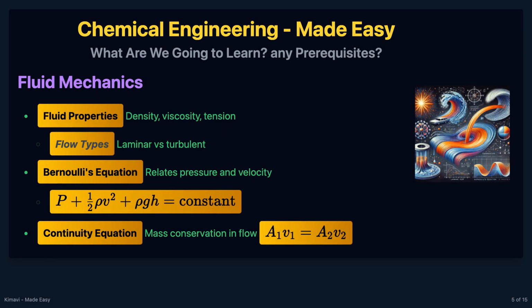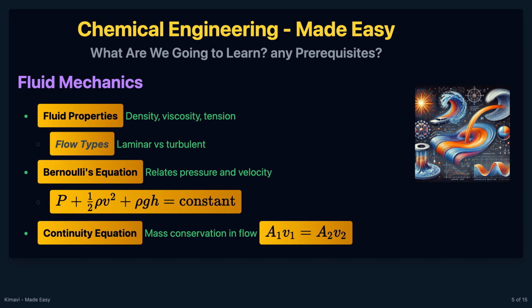Fluid mechanics involves the study of fluids and their behavior. You will learn about fluid properties such as density, viscosity, and surface tension, as well as different types of flow like laminar and turbulent flow. Bernoulli's equation describes the relationship between pressure, velocity, and height in fluid flow. The equation is P + 1/2 ρv² + ρgh = constant. Here, P is the pressure, ρ is the fluid density, v is the velocity, and h is the height.